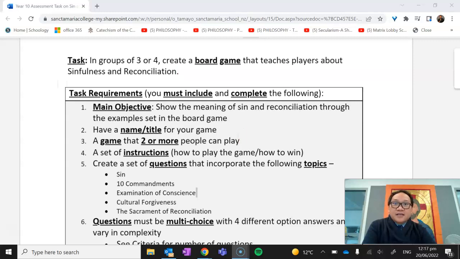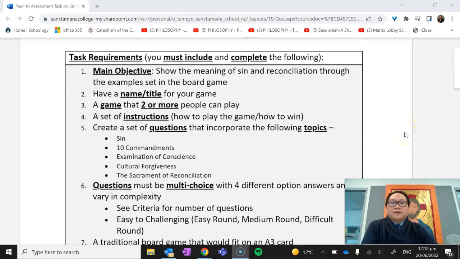Your task, in groups of 3 or 4, is to create a board game that teaches players about sinfulness and reconciliation. Here are the task requirements. You must include and complete the following. Number 1. It should have an objective. It should show the meaning of sin and reconciliation through the examples set in the board.